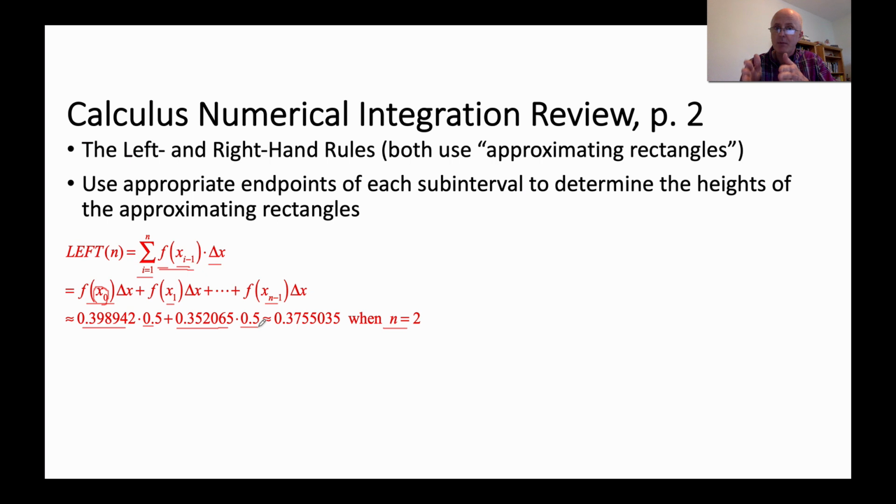Then for the left-hand sum, I'm plugging the left-hand endpoint of each interval into the function to find a height of a rectangle. I'm going to show you a picture here in a minute. And these are the areas of those added up. And the approximation is about that. What about the right-hand rule?